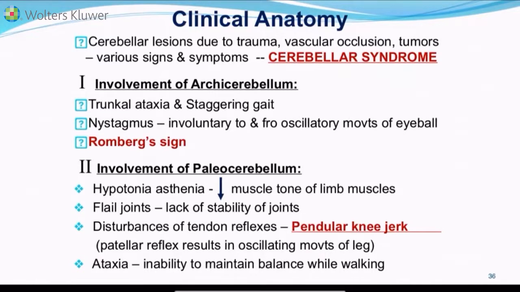Anytime they will dislocate. Disturbances of tendon reflexes: if you want to elicit a knee jerk, there will be a pendular knee jerk. The patellar reflex results in oscillating movements of the leg. There will be swinging movements of the leg at the knee joint. So disturbances of tendon reflexes will result in pendular knee jerk. Ataxia, he will not be able to stand straight, inability to maintain balance while walking, that will also be there if the paleocerebellum is involved.